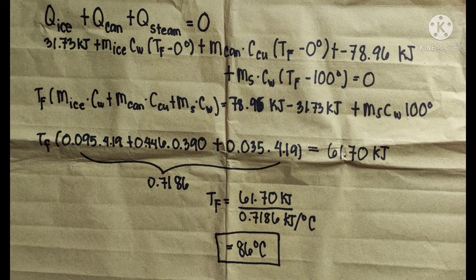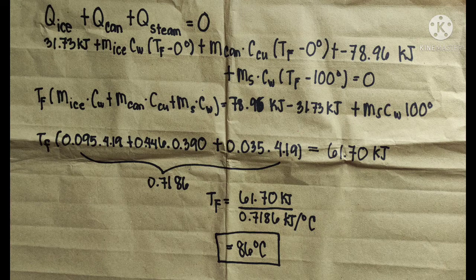So there, M ice 0.095 multiplied by 4.19, plus 0.446 multiplied by 0.319, plus 0.035 multiplied by 4.19, that equals 61.40 kilojoules. And this quantity when you calculate it comes to 0.7186, so your final temperature is 61.70 kilojoules over 0.7186 kilojoules per degree Celsius, and that totals to 86 degrees Celsius.